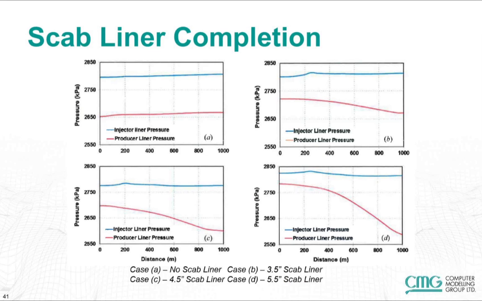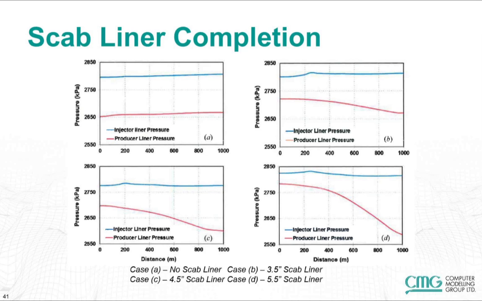So now, having understood that and moving on to the producer liner, the authors decided to test the scab liner theory. As you see in this chart, chart A shows the profile with no scab liner, and charts B, C, and D show increasing scab liner diameters. As you can see, increasing the scab liner diameter skewed the profile closer towards the toe.